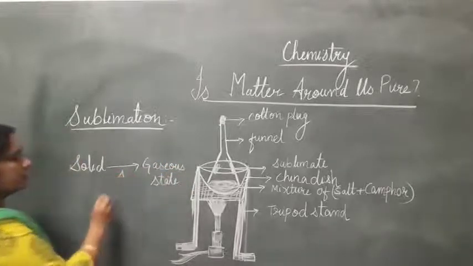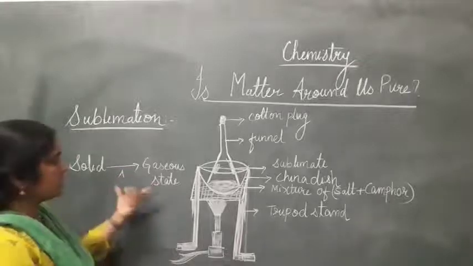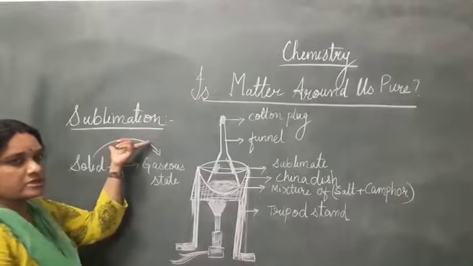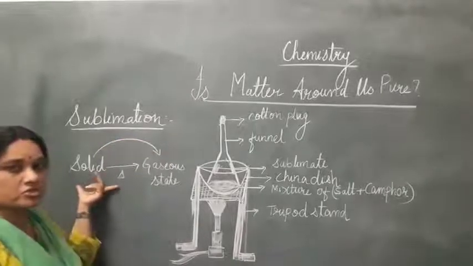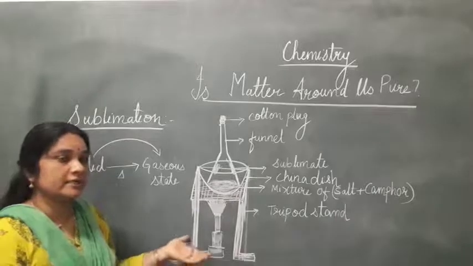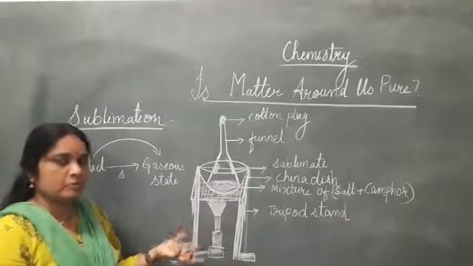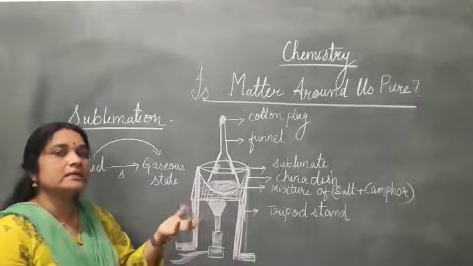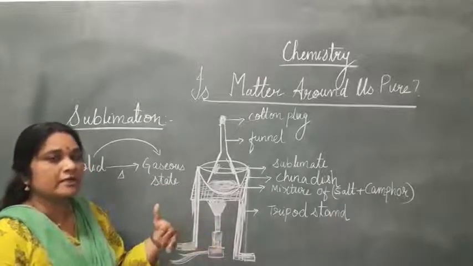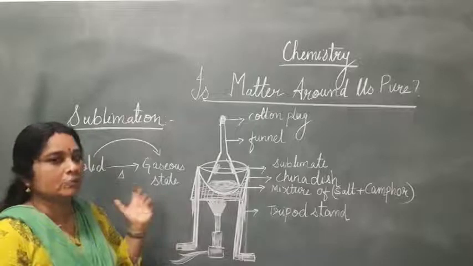On heating, it does not change into the liquid state; it directly converts into the gaseous state. This method is known as sublimation. There are certain solids which are sublimable, and they are volatile in nature. Volatile means they have a very low boiling point or melting point, and with just a little heat they get vaporized. Non-volatile means it has a high melting point or high boiling point.